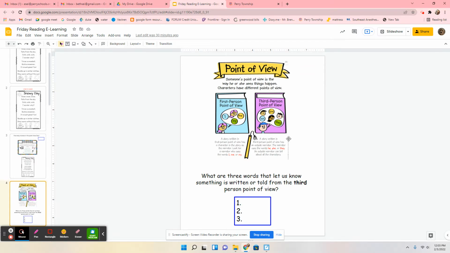For example, you might really love the snow. I am not a huge fan of the snow. So my point of view is I don't like the snow. I don't like the snow because I really don't like driving in it. I get very nervous. I think it's pretty, but I just don't like driving in it. So it's the first person point of view, and the reason you know that is because I used the word I.